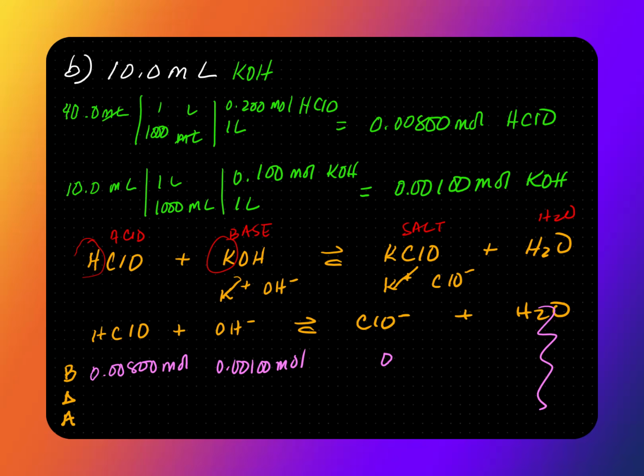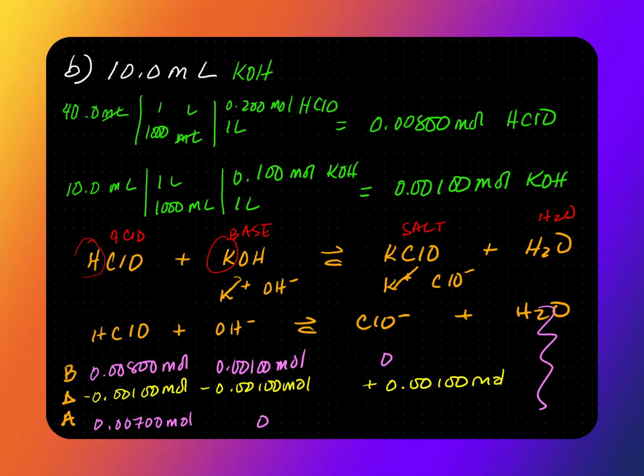So if I look at this, my limit is going to be my OH minus because I have the least amount. On the reactant side, I am going to subtract 0.00100 mole. On the product side, I'm going to add 0.00100 mole. And to get the after, I'm going to add the two. For the acid, it is 0.00700 mole. And for OH minus, there's none. It was all used up to neutralize 0.001 mole of HClO.